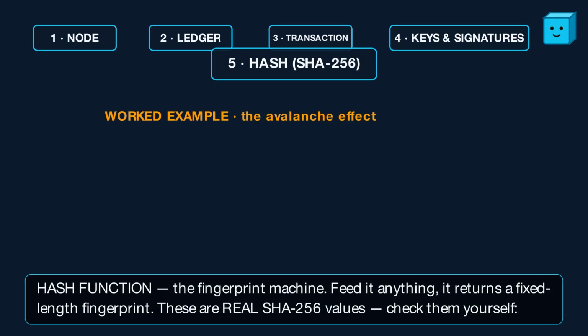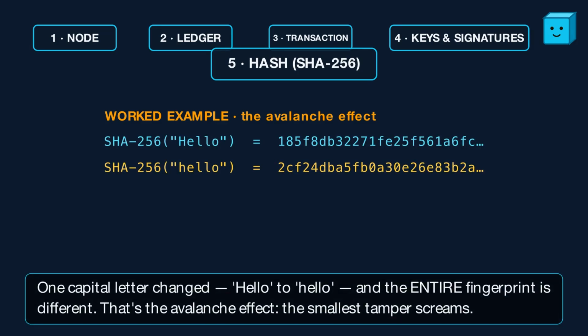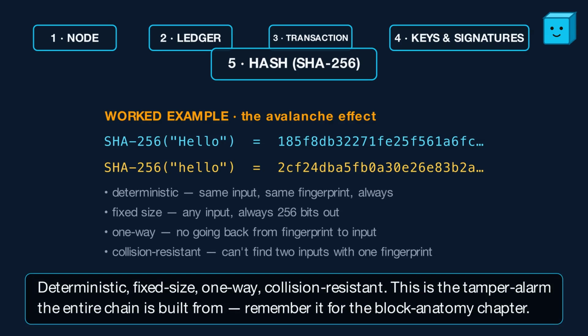Hash function. The fingerprint machine. Feed it anything. It returns a fixed length fingerprint. These are real SHA-256 values. Check them yourself. One capital letter changed, hello to Hello, and the entire fingerprint is different. That's the avalanche effect. The smallest tamper screams. Deterministic, fixed size, one way, collision resistant. This is the tamper alarm the entire chain is built from. Remember it for the block anatomy chapter.